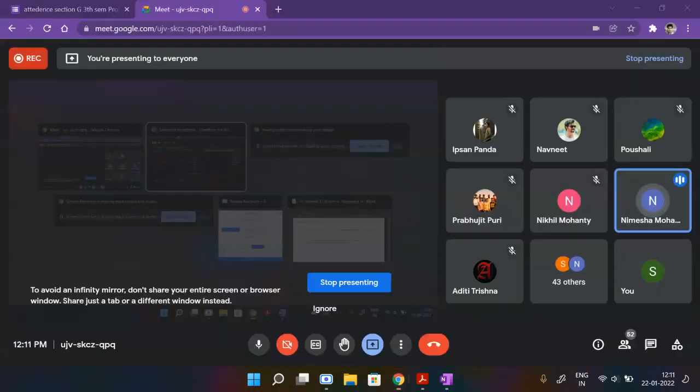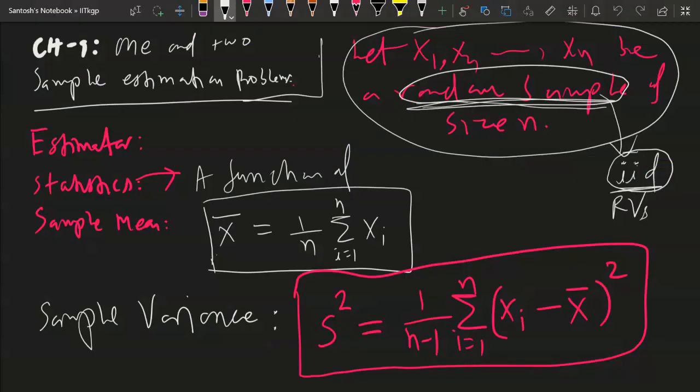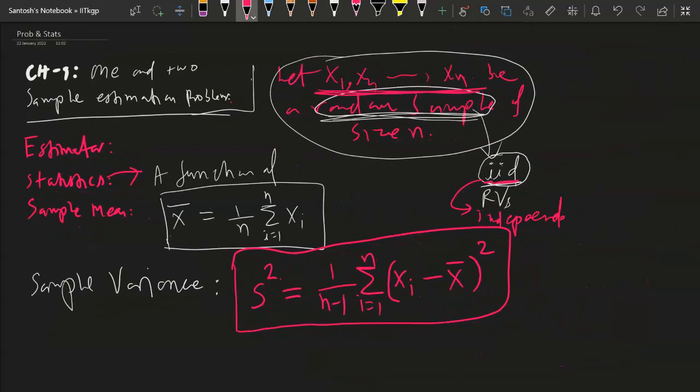The independent and identically distributed random variable. Very good. So yes, it is independent and identically distributed. IID means all random variables are independent and identically distributed. So x1, x2, ..., xn are all IID random variables.